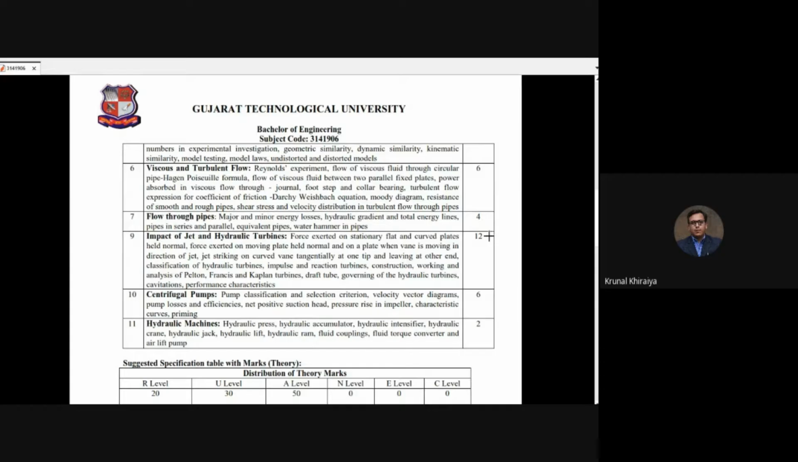If you calculate 12 plus 6, 18 plus 2, so 20 hours of teaching will be there for the hydraulic machines, in which there are only three components. There is no compressor involved in this fluid mechanics and hydraulic machines. Earlier we had the compressor also.